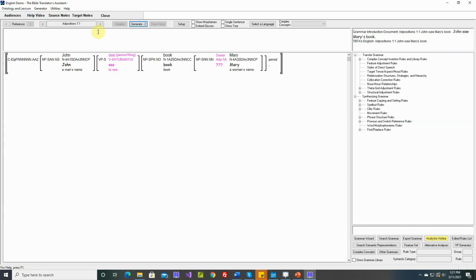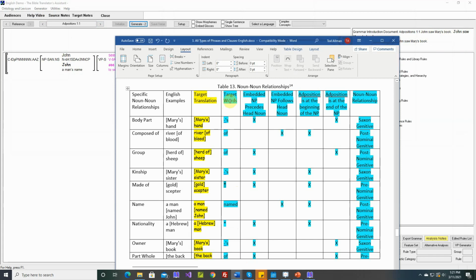Let's go to our first adposition sentence. Okay. John saw Mary's book. So book is the head noun. There's an embedded noun phrase with Mary, and then the relationship between these two nouns is marked with owner. And before we start working on this, let's go to our document, and we'll import table number 13, noun-noun relationships.